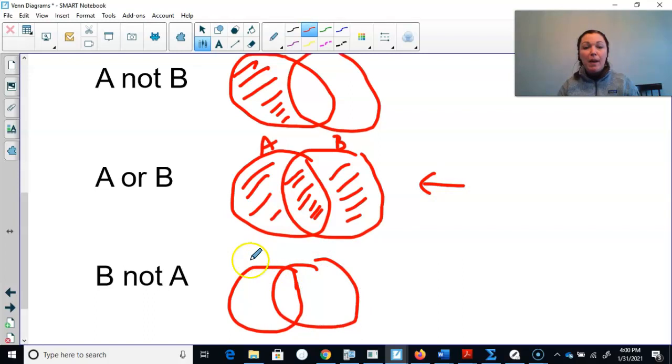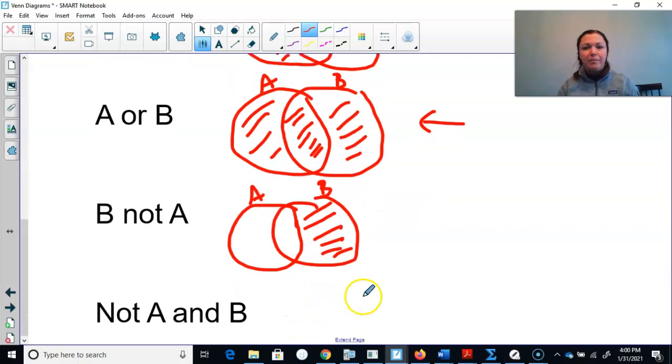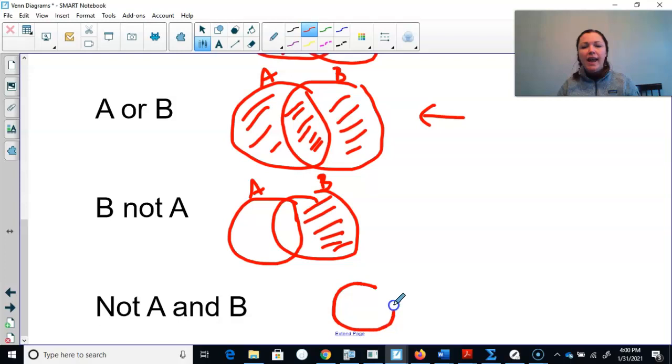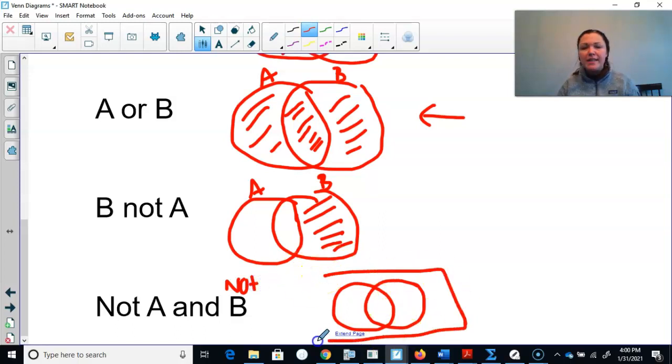And then here we have B but not A. So here's A and B right here in the center. Here's B but not A. And then not A and not B. I think I meant to put not B as well. That's out here. So if I have my rectangle, not A and not B is everything out here.